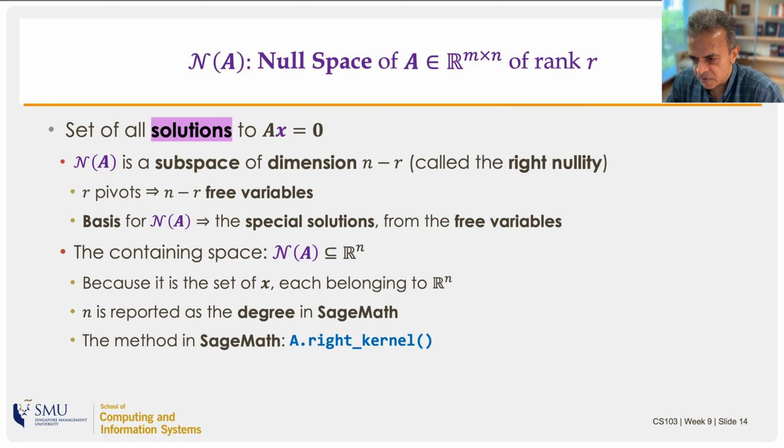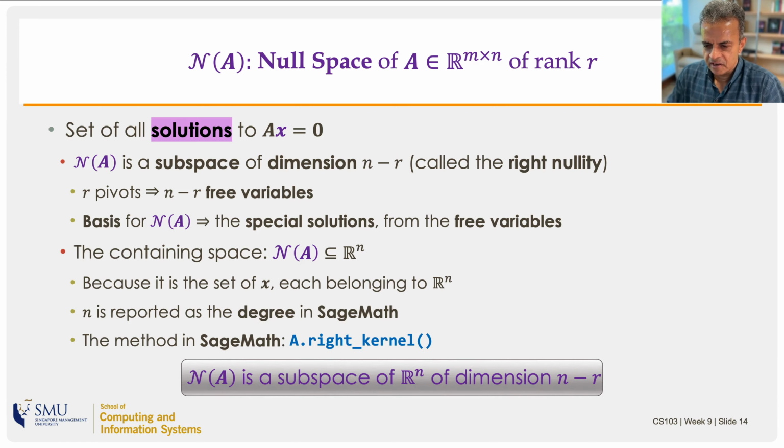The containing space, of course, is Rn, the input space. The statement is null space is a subspace of Rn, the input space, with a dimension n minus r, which is also called the nullity.